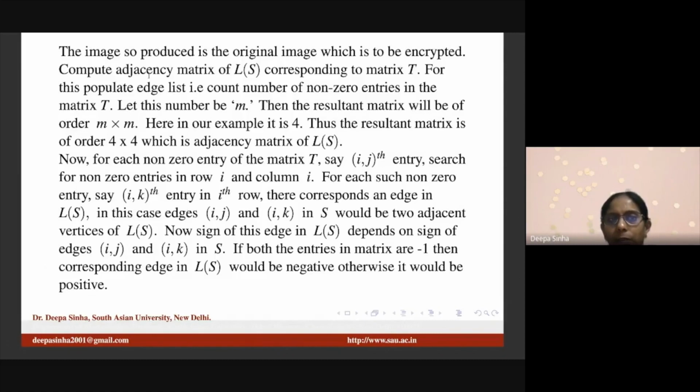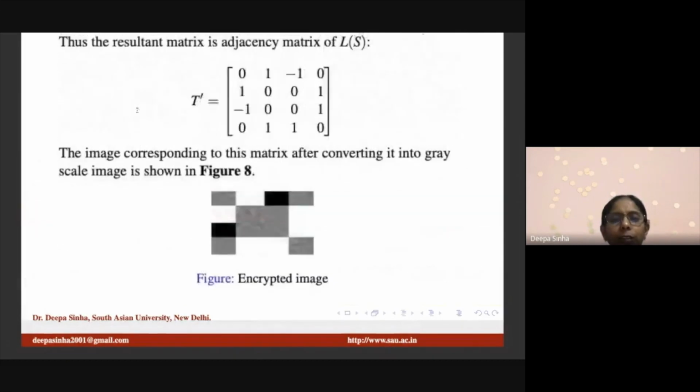Now what you do is compute the adjacency matrix of LS corresponding to the matrix T. For this you need to populate the edge list, that is, count the number of non-zero entries in the matrix T. If this number is m, then the resultant matrix will be of order m cross m. And then further you can go through all of this.